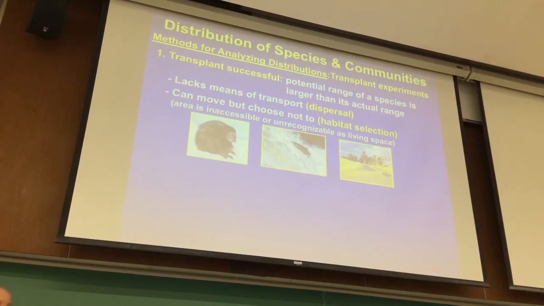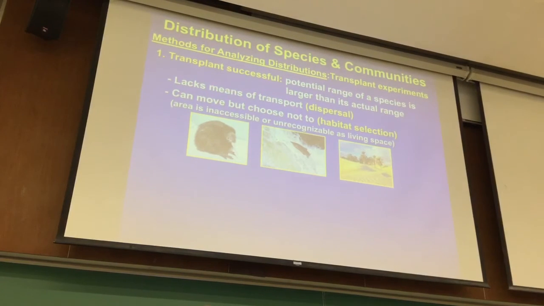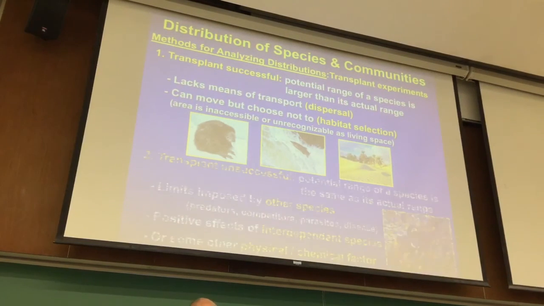Another reason it might be here but not there is they choose not to go there. I can get there, but I choose not to go there for whatever reason. Maybe there's predators or competitors there, I don't want to be there. Or I look at it, but I simply don't recognize it as a viable place to go. I make a mistake. I can't be there, so I don't go there. So that would be a form of habitat selection.